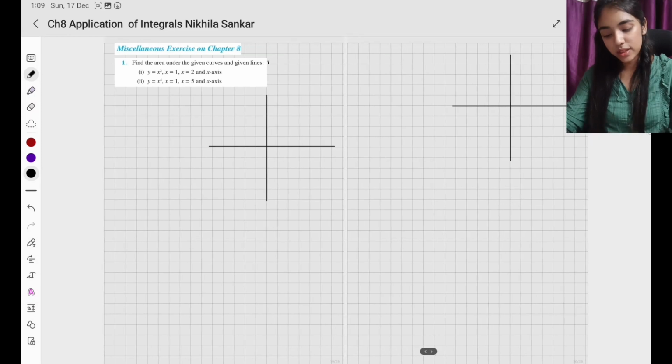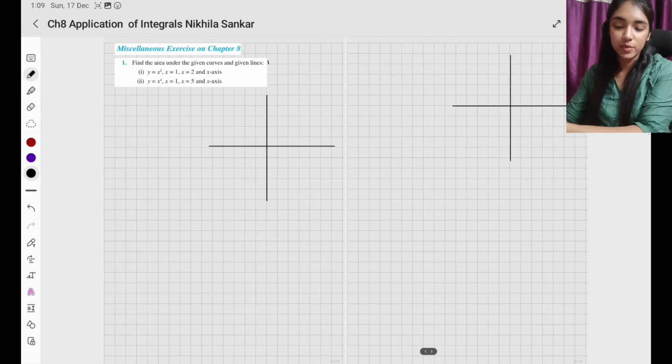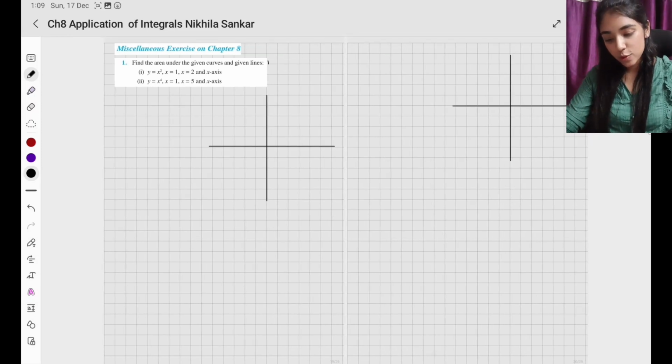Now with this we are done with the examples. Let's move on to the exercise questions. The exercise questions are very, very important. So please pay attention and solve them.